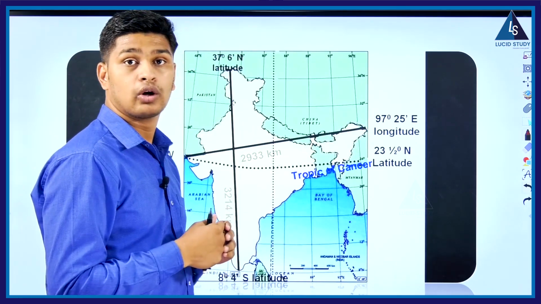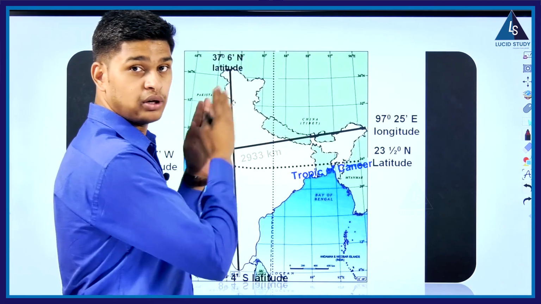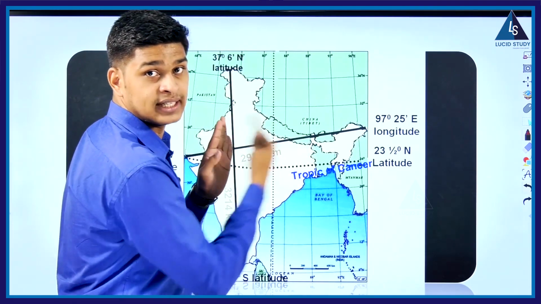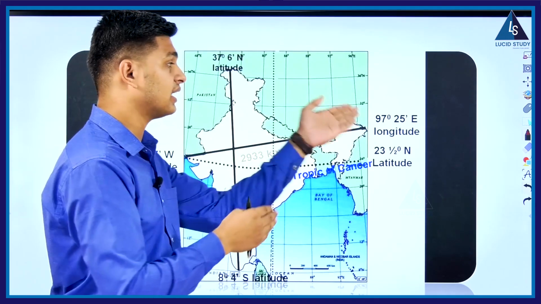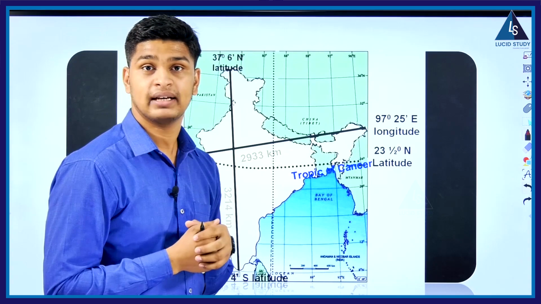And when you talk about the longitudes, if you remember, India lies in the eastern hemisphere. When you talk about the prime meridian, it is on the right side, on the eastern side. Hence we say 97 degrees 25 minutes east and 68 degrees 7 minutes west.